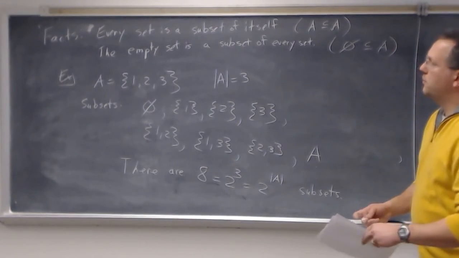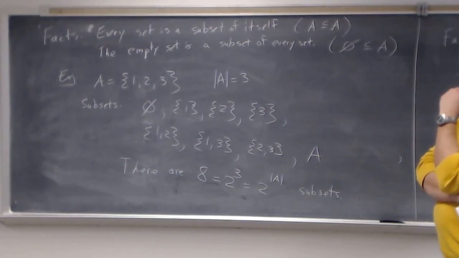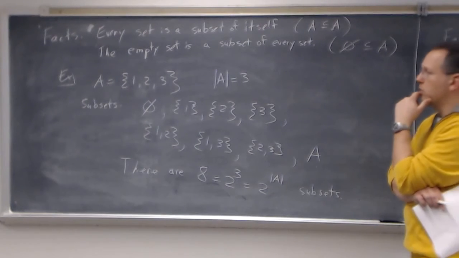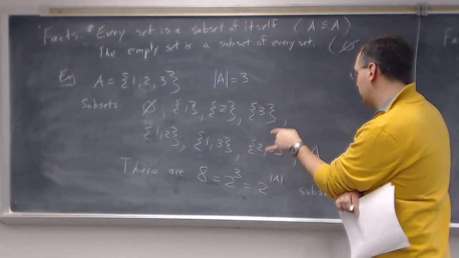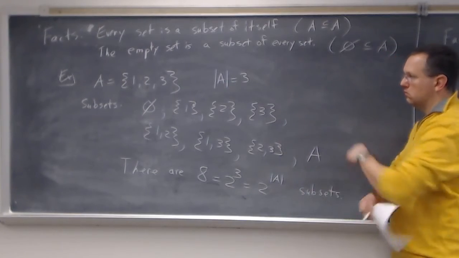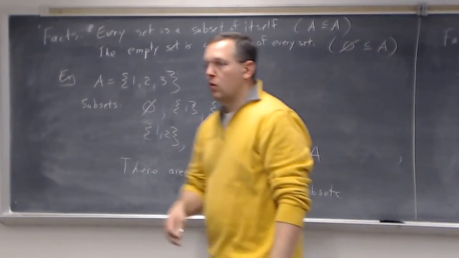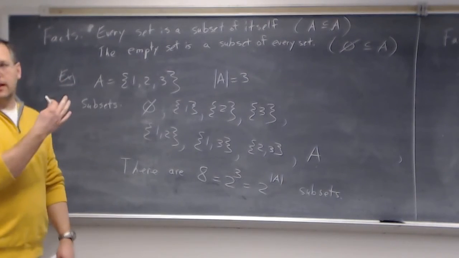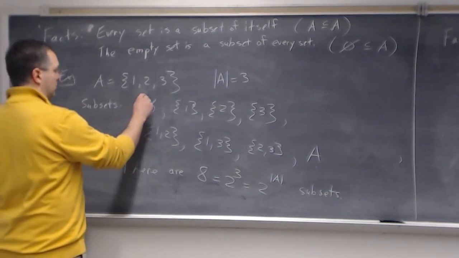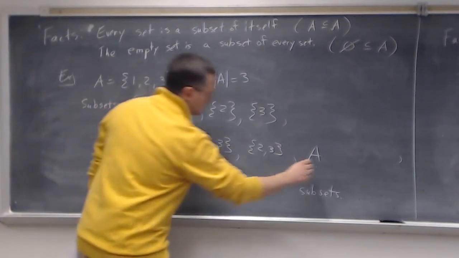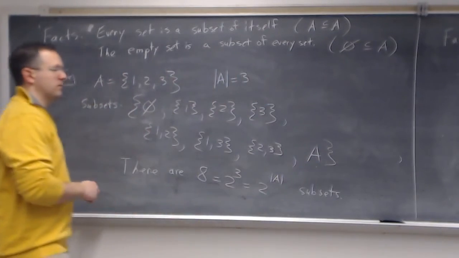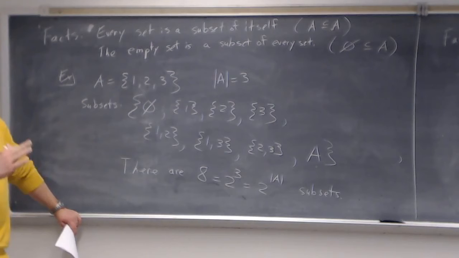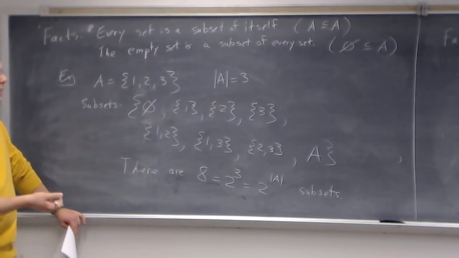So remember this example about subsets. A is a set containing the elements 1, 2, and 3. How many subsets? We got 8. Here they are. What if I take all these subsets and put them in a set? That's pretty easy to do. There, did it. That is a new thing. That's a new set.